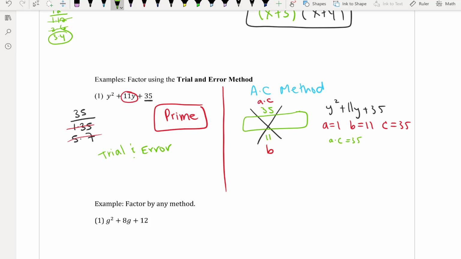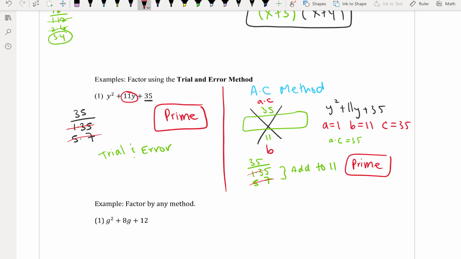So I want two numbers to multiply to 35 and add to 11. But again, I run into the same problem: 1 times 35 and 5 times 7. There is no way that I can get these to add to 11. It is just not possible. So therefore, again, it's going to be prime.